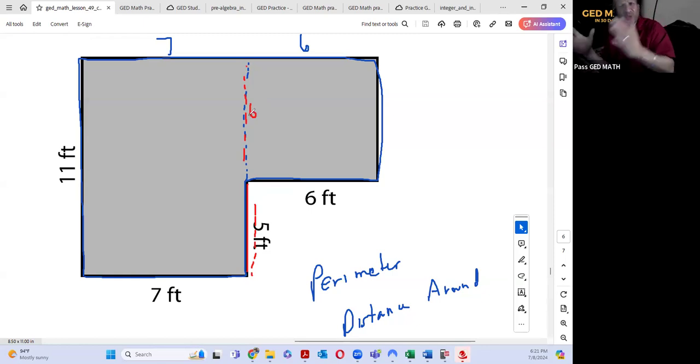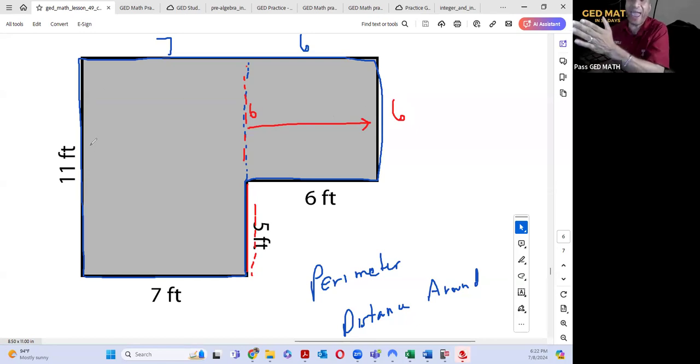Hold on, Mr. Tiz. I thought you said perimeter was outside. Why are you looking at the length inside? Because that's what we know. In order to figure out that missing side of 6, we had to do 11 minus 5. But this 6 tells me the opposite side is also equal. This is also 6. Everybody understand that?